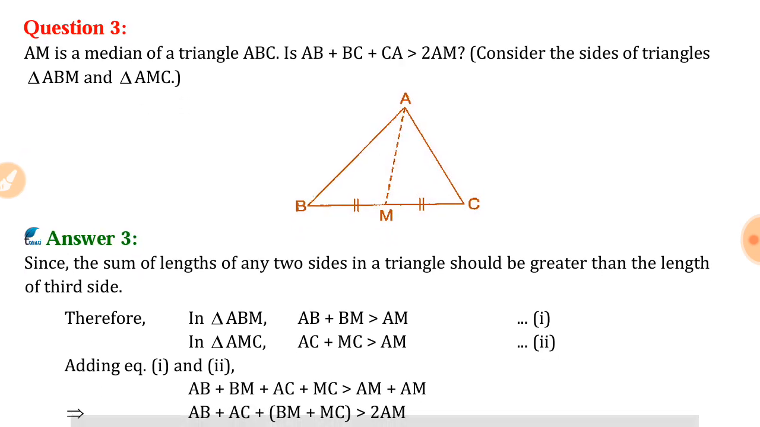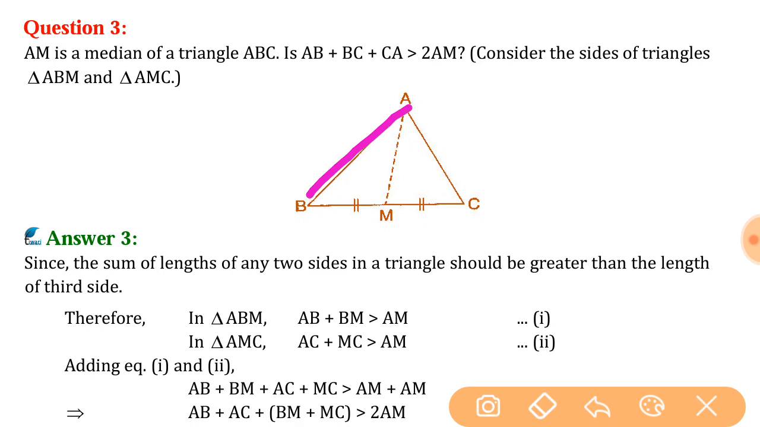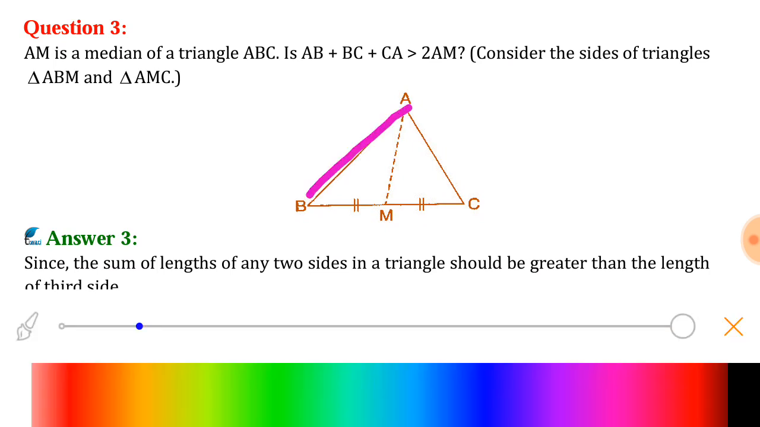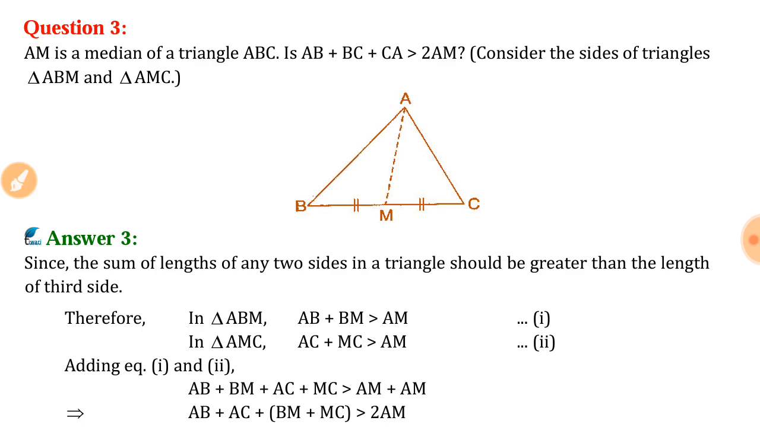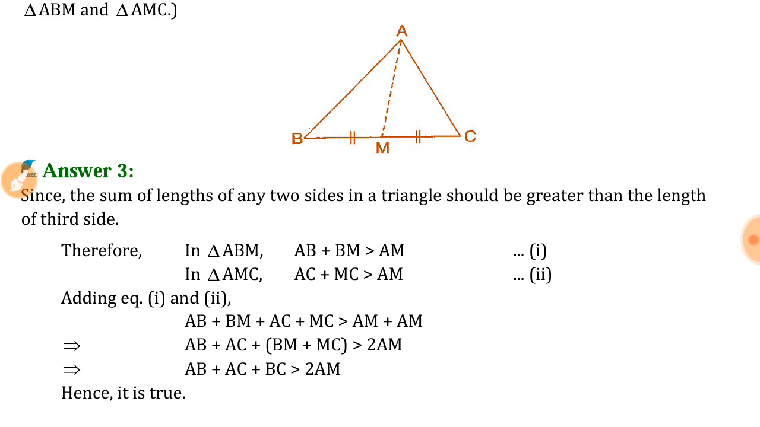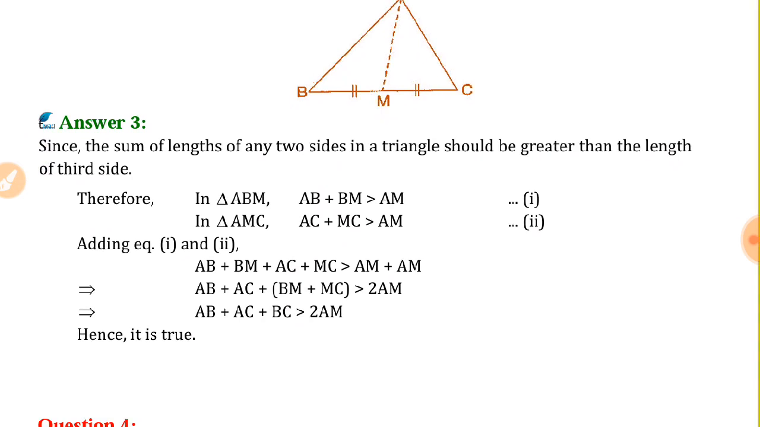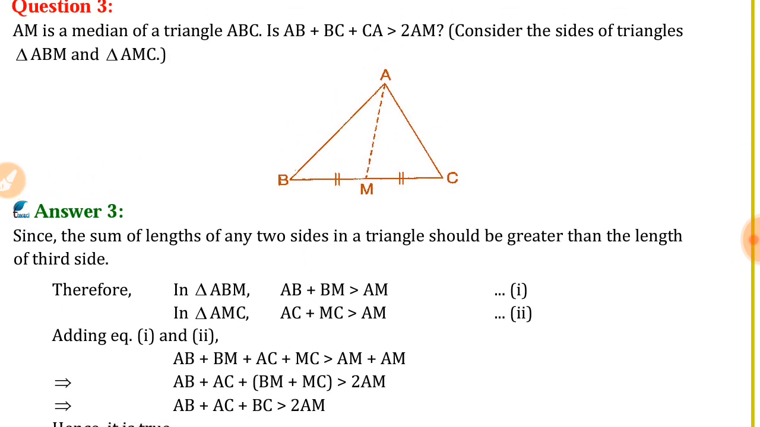Question number 3. AM is a median of the triangle ABC. Is AB plus BC plus CA greater than 2AM? Consider the sides of the triangle; we have to consider both triangles. How do we prove it? If you add all the sides, it should be greater than 2AM.